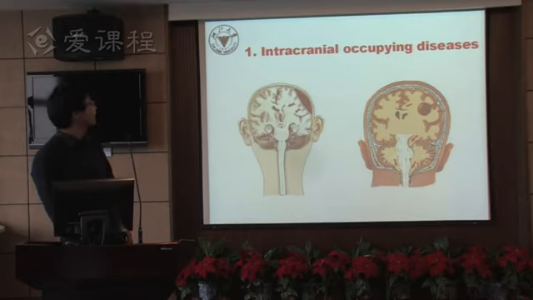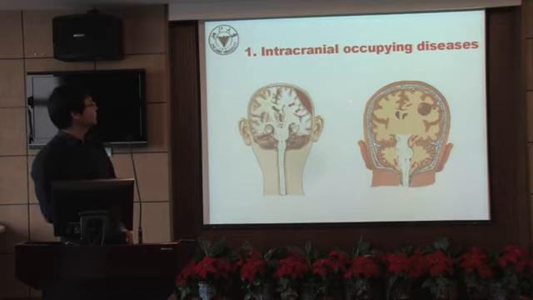Intracranial occupying disease not only results in the mass effect, but also can cause brain edema. Sometimes it also causes cerebrospinal fluid drainage obstruction. So all these reasons can cause intracranial hypertension. So the first cause of intracranial hypertension is intracranial occupying disease.